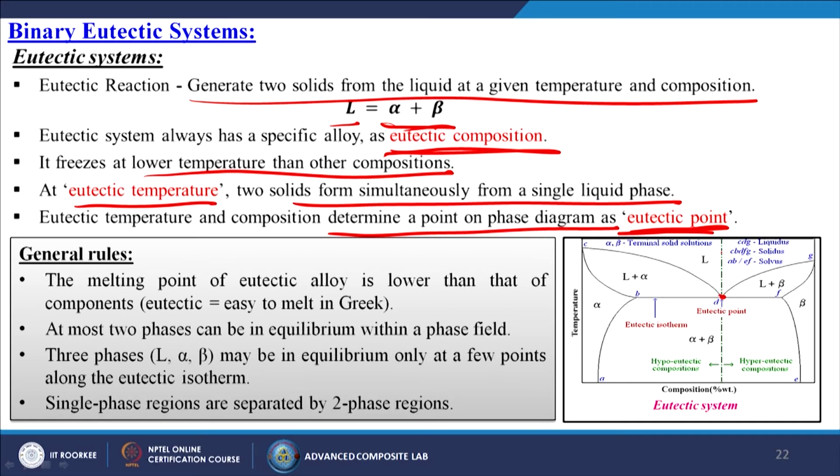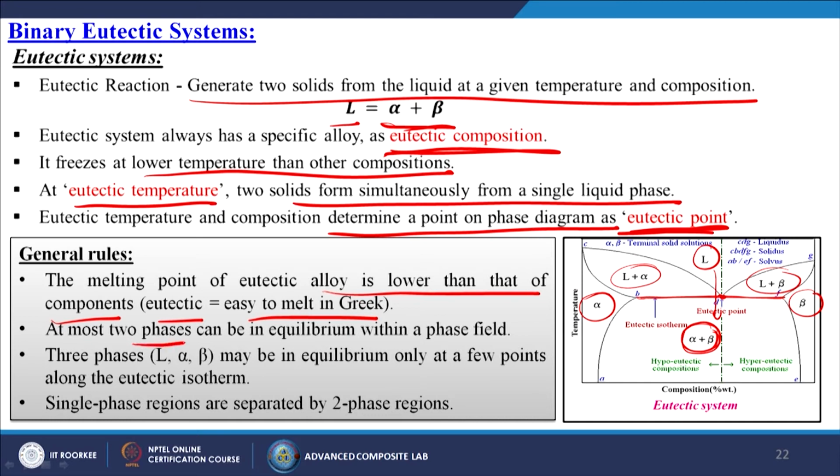So, in this particular case, from liquid, two solid formations, alpha plus beta, are taking place directly, and this is known as the eutectic isotherm. That is the constant temperature line over there. So, there are phases like alpha, beta, liquid, alpha plus beta, L plus alpha and L plus beta. General rules: the melting point of a eutectic alloy is lower than that of the components. That means eutectic is "easy to melt" in Greek; that is the meaning of eutectic.